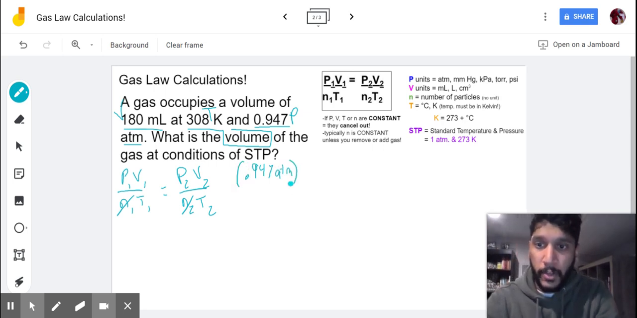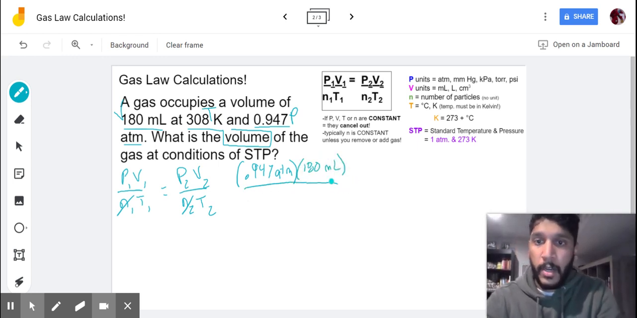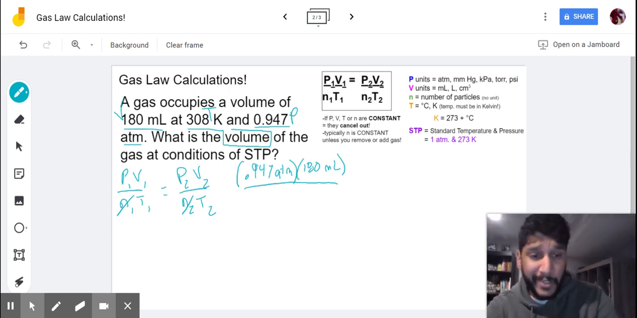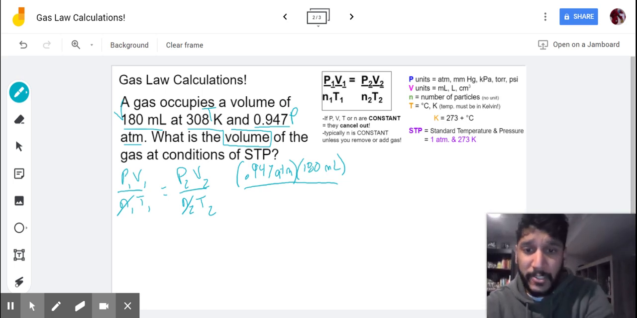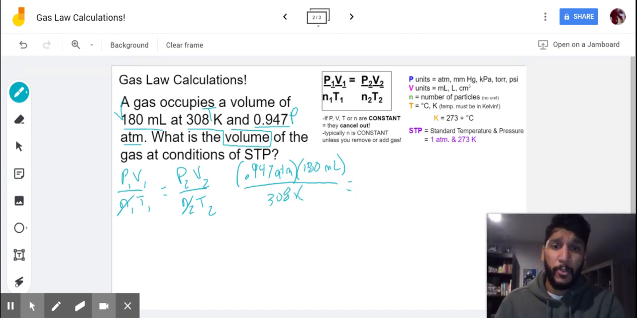And my initial volume is 180 milliliters. And temperature, 308 Kelvin. Do we have to add that 273? No, we don't, right? So it's already in Kelvin. We don't have to add it again. That's already added in for us. So 308 Kelvin. All right, we're looking for volume 2.